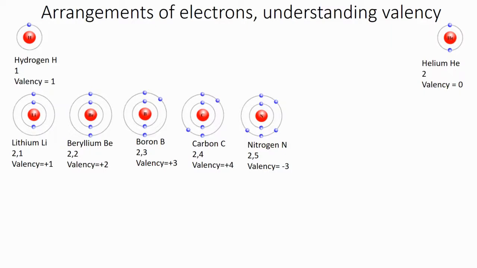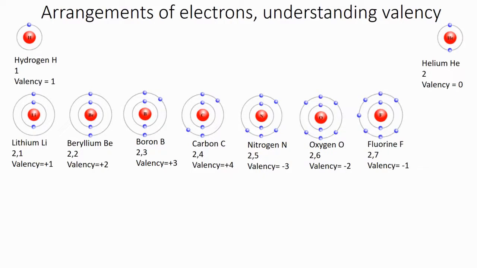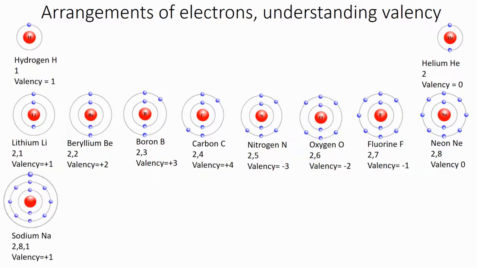In the same way, oxygen will accept 2 electrons to complete its outermost shell of 8. And so with fluorine, it will accept 1 electron. So its valency is minus 1. Next we have neon, whose outermost shell is complete with 8. So like helium, its valency is 0.